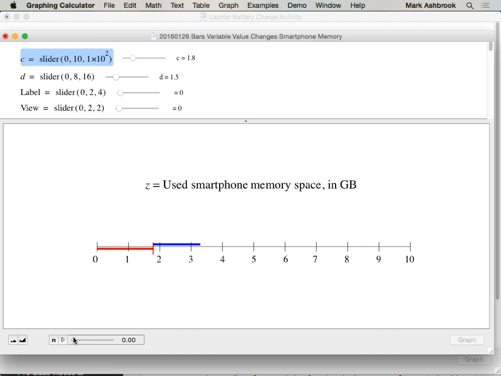If z was the used smartphone memory space, say in your smartphone, your used space, is that a variable or parameter? Okay, why is it a variable? Right. So there's always what? There's always things coming and going on your smartphone, and your used space is changing, right?